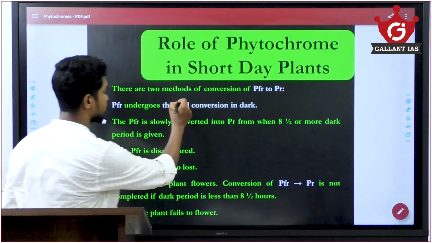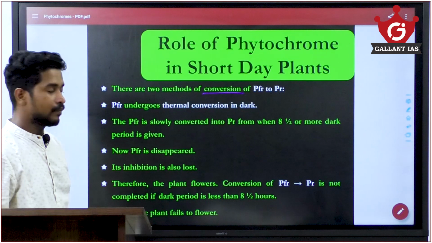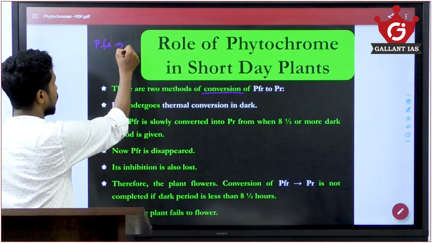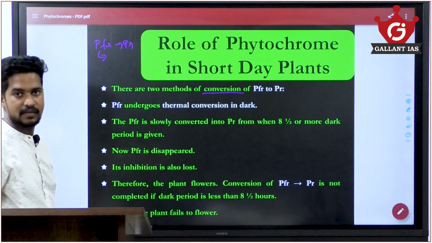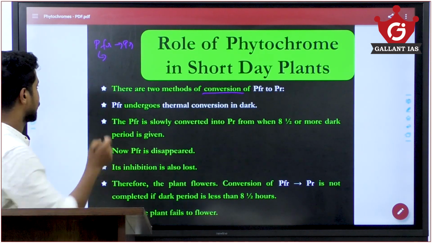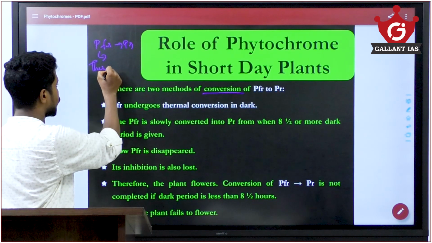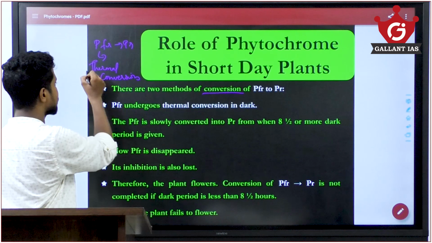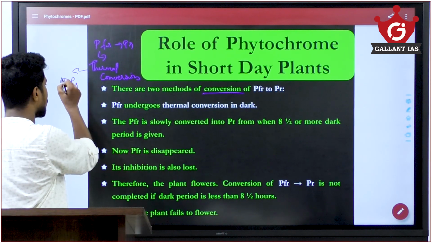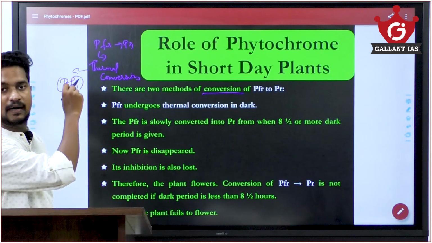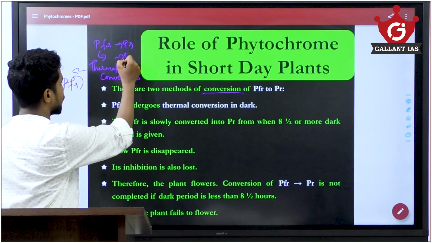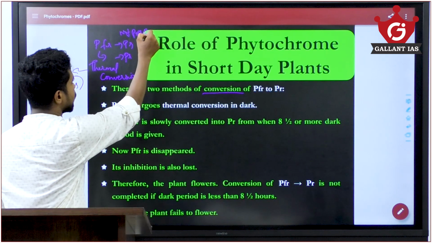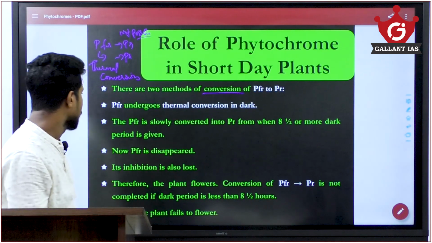So there are two methods of conversion of PFR to PR. One is the thermal conversion. We have already mentioned what thermal conversion is, and it is only possible in the PFR form. In the PR form, thermal conversion is not possible.